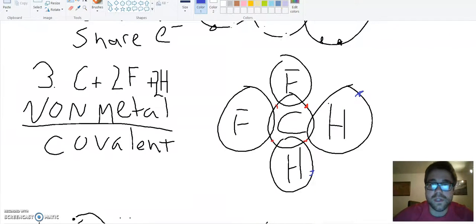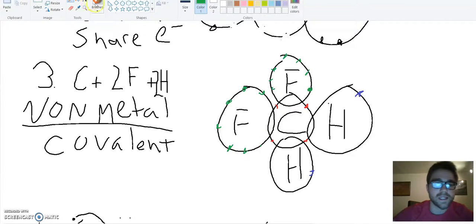And then fluorine has 7 valence electrons. So that's 1, 2, 1, 2, 3, 4, 5, 6, 7. And then this fluorine has 7. 1, 2, 3, 4, 5, 6, 7. Okay. Everyone has the valence electrons drawn, but no one's happy because no one's sharing.